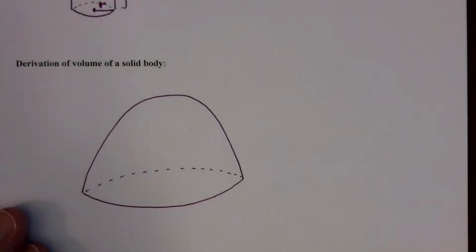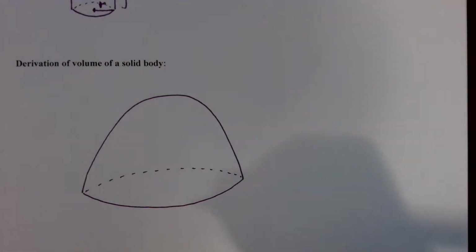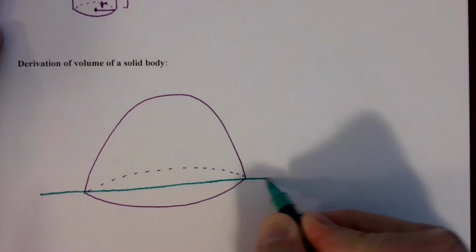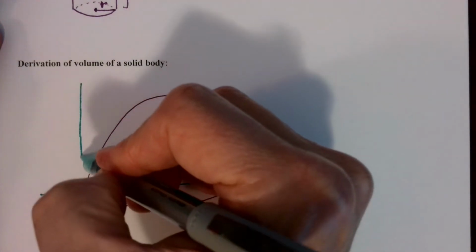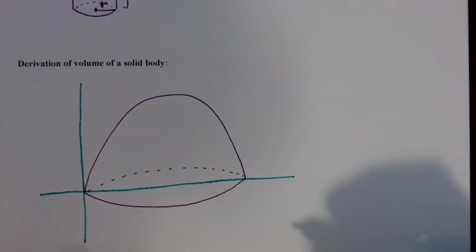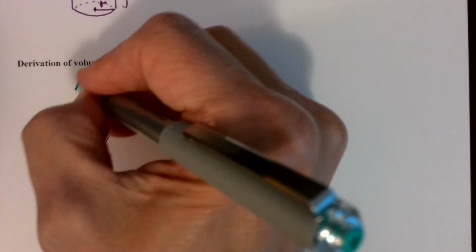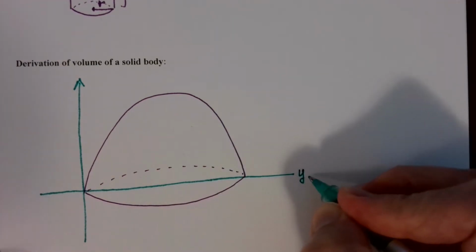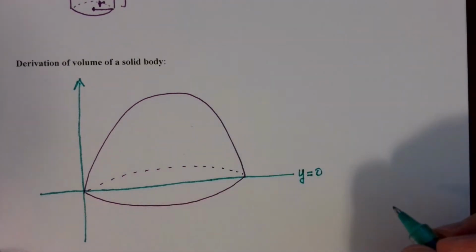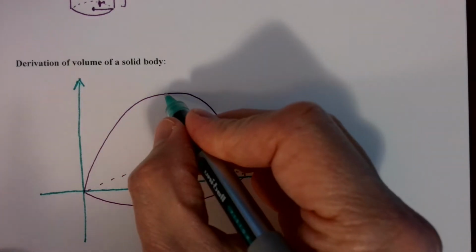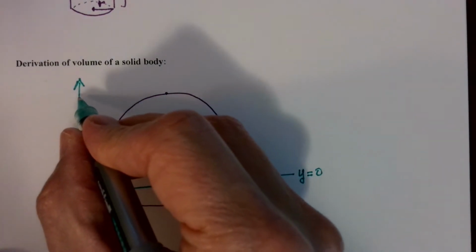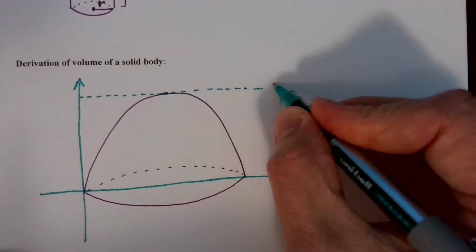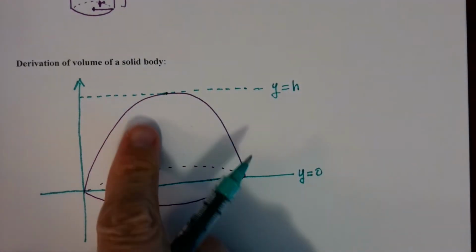Well, what we're going to do, we can set this up in such a way that our coordinate axes are maybe like this. This would be the y-axis here. And if this is the x-axis, then notice this is when y is equal to what? 0. And let's suppose the height of this object is h. So at the very tip of this object here, this is y equal h. That's the height of it.